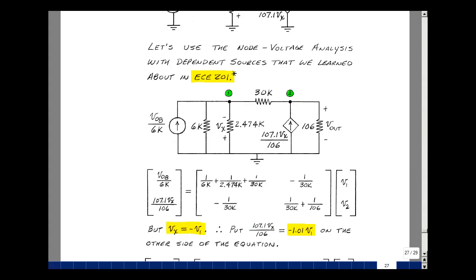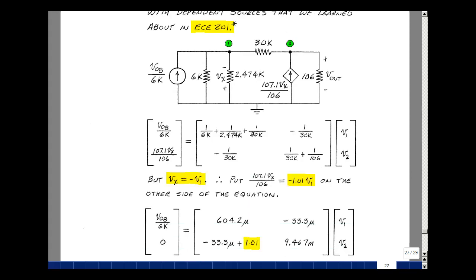Our inspection algorithm was to form a 2x2 matrix, where in row 1, column 1, we're going to add up all of the admittances hooked up to node 1. That's 1 over 6K, 1 over 2.474K, and 1 over 30K. Between nodes 1 and 2, there's a 30K resistor, so we're going to subtract 1 over 30K. Current that's entering this node goes into this location in the right-hand side of the equation, first row, and that's V out divided by 6K.